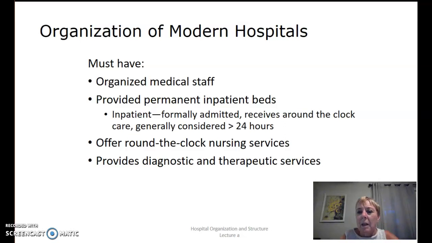So, a modern hospital has to have an organized medical staff. They have to have permanent inpatient beds. An inpatient, the definition is someone who's been formally admitted and receives around-the-clock care, and that's generally considered greater than 24-hour care to be an inpatient. And they have to provide diagnostic and therapeutic treatment. That means this is what you have to have.